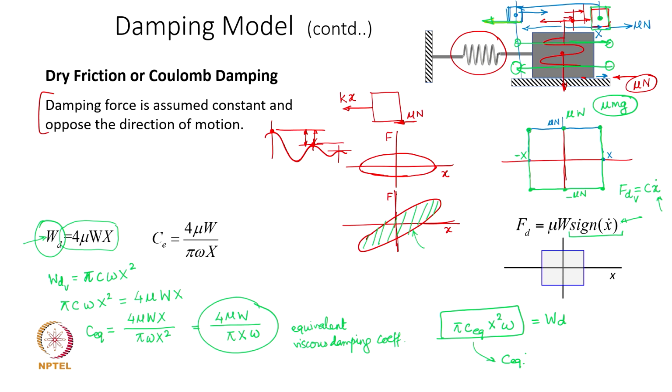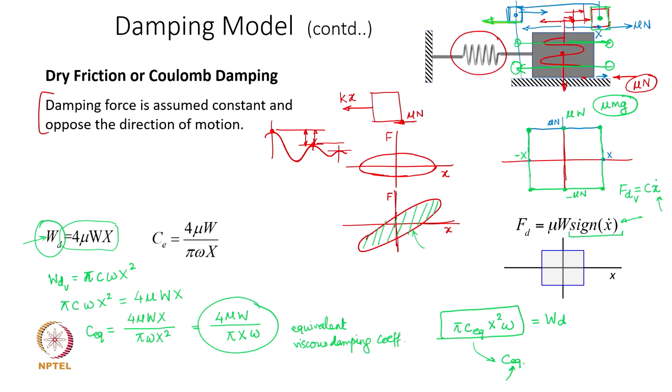And then because the mathematical expressions are well defined for a viscous damping case, we can simply use this value of the equivalent damping coefficient in the expressions to find out the response and other parameters of the vibration. So, that is the basic philosophy of comparing or equating the energy in a cycle with different damping models.